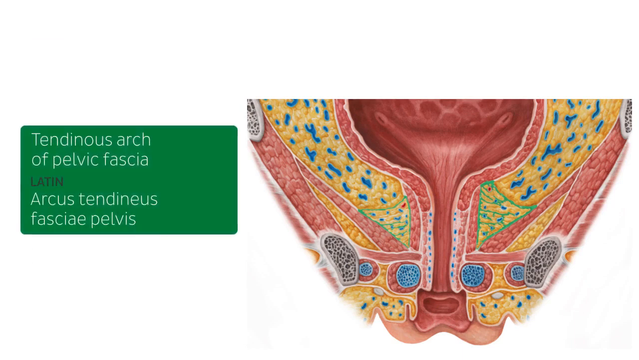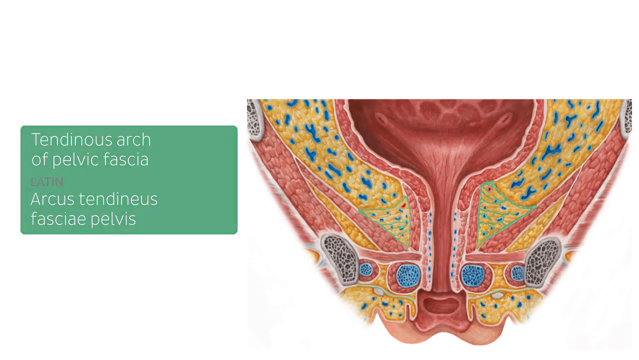This one is the tendinous arch of the pelvic fascia. Now, the tendinous arch of the pelvic fascia extends from the pubic symphysis to the ischial spine. And this tendinous reinforcement joins the pubocervical fascia, covering the interior wall of the vagina.